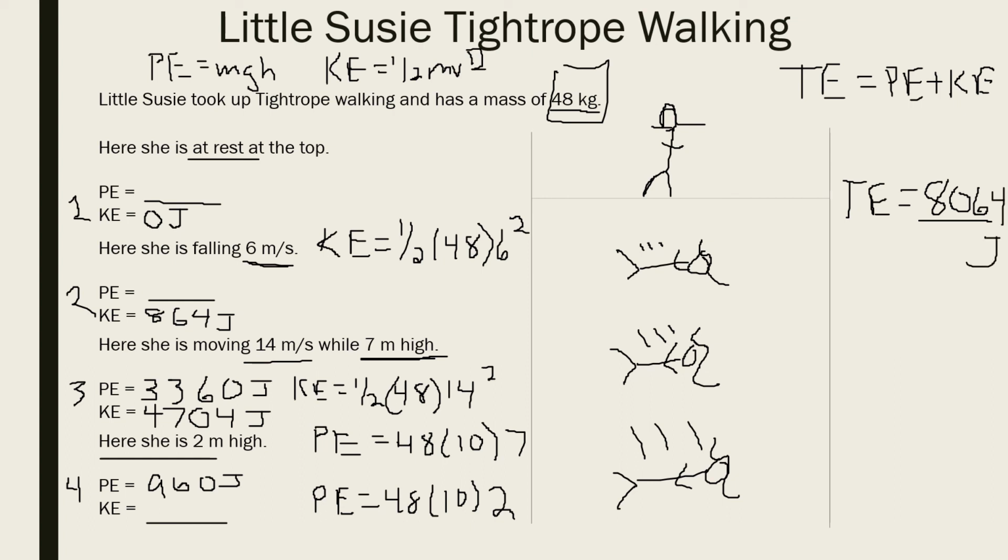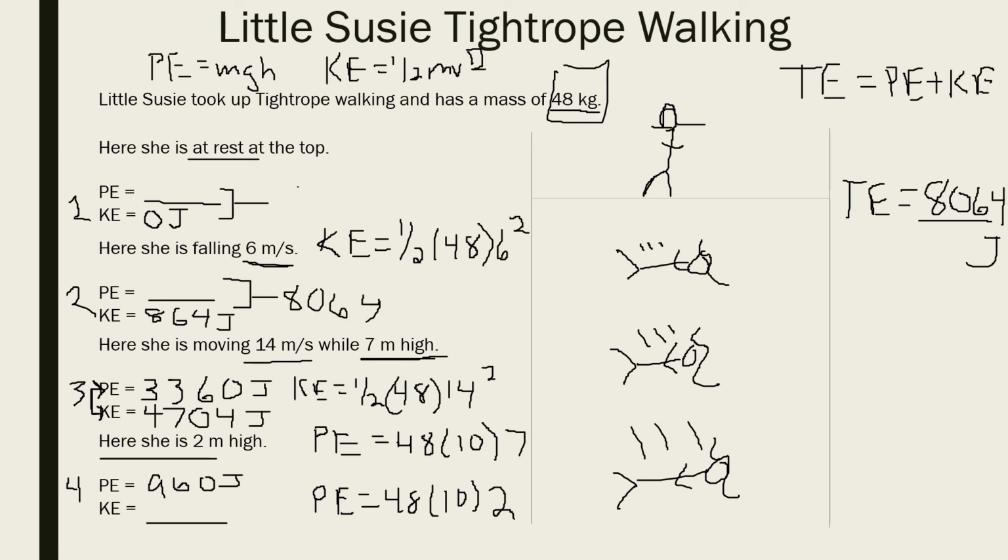I'm just adding the PE and KE from spot 3. You cannot add the PE from spot 4 to the KE from a different spot. They have to be in the same spot. So you couldn't mix and match PEs and KEs from different points in time. They have to be in the same point in time. This is the only one you can do because this is the only one where you have both the PE and the KE at the same point in time. But now that I know that, every spot has to add up and equal 8064.